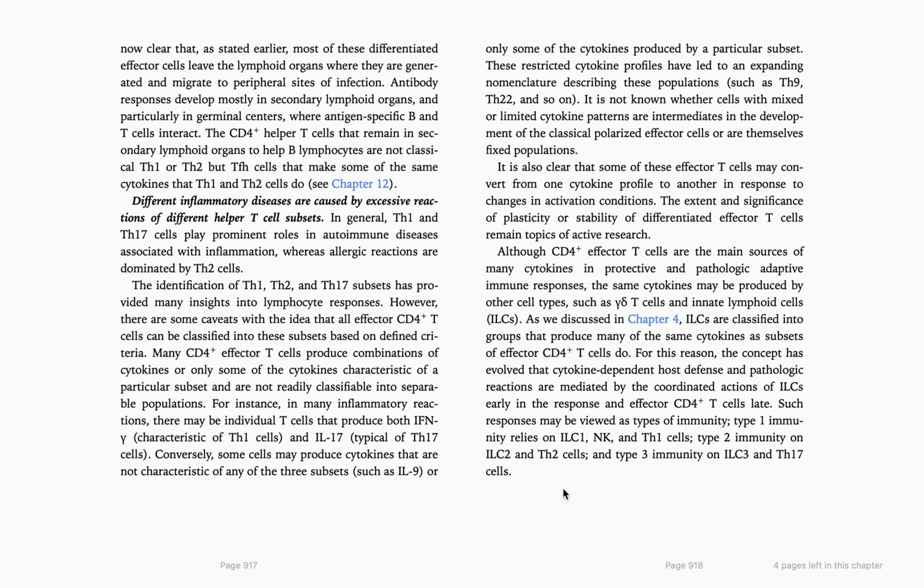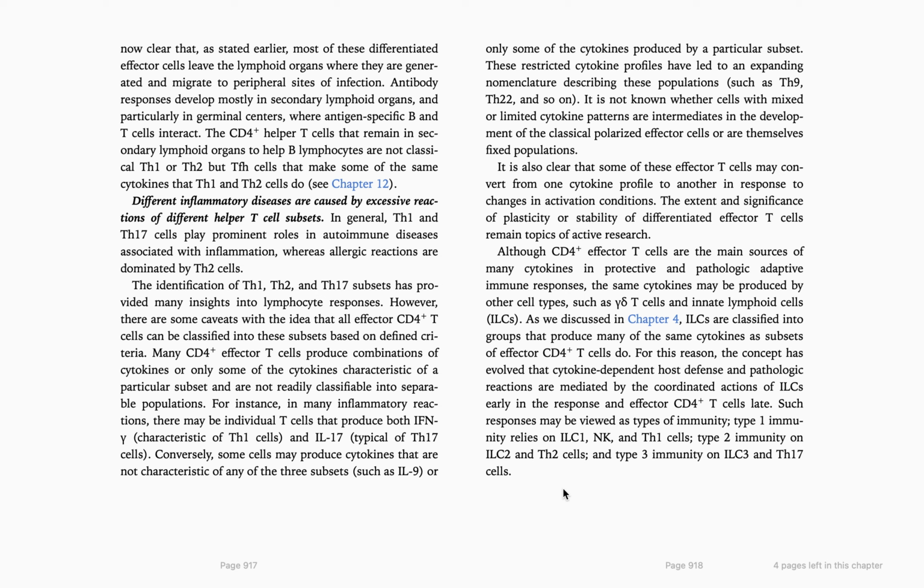Although CD4 effector T cells are the main source of many cytokines in protective and pathological adaptive immune responses, the same cytokines may be produced by other cell types such as gamma delta T cells and innate lymphoid cells, as we discussed in chapter 4. Innate lymphoid cells are classified into groups that produce many of the same cytokines as subsets of effector CD4 T cells do. For this reason, the concept has evolved that cytokine-dependent host defense and pathological reactions are mediated by a coordinated action of innate lymphoid cells and effector CD4 T cells.